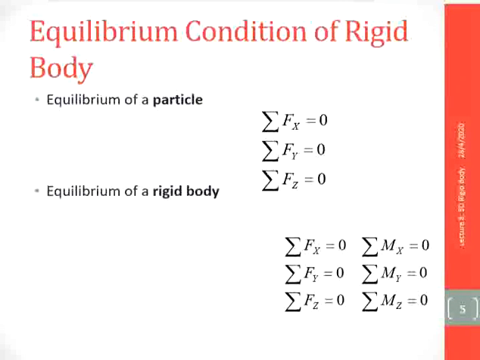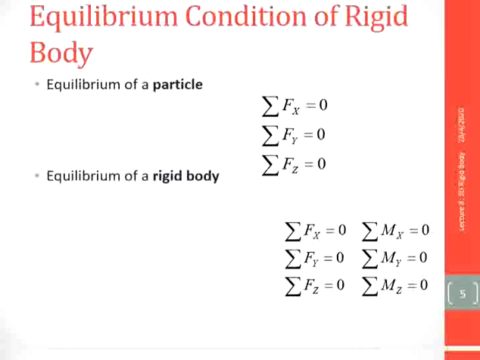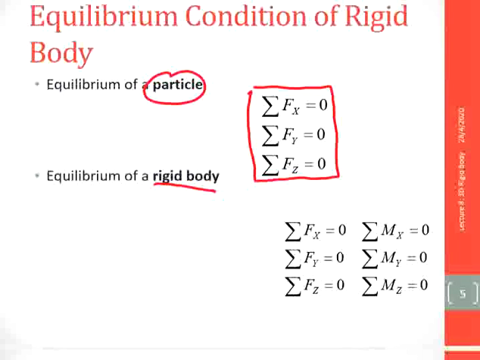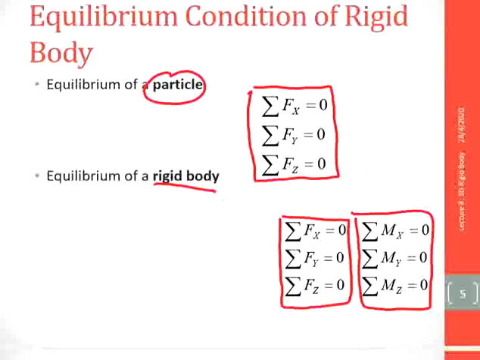So for the condition of rigid body, for particle, we only consider force. But for rigid body, we consider force and moment. So the moment is a rigid body condition.